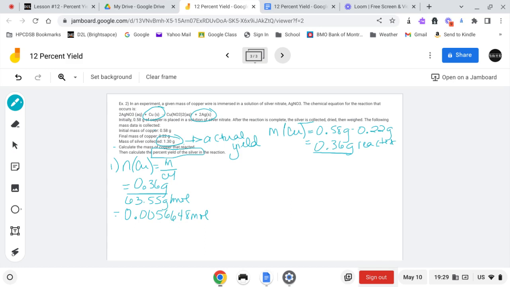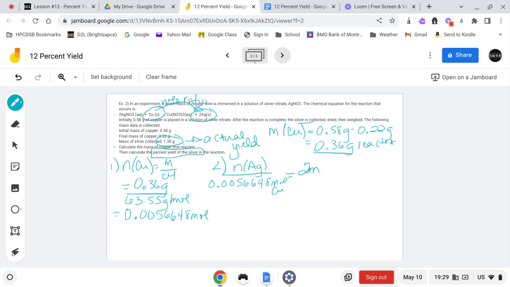I need to get over to silver, okay? So the only way you can move from one substance to another is to use a mole ratio. So I've got to set up a mole ratio between those two. So let's set up step 2. My moles of silver is what I do not know. I've got to calculate that based on the fact that I'm going to react 0.00566648 moles of copper. And then I'm going to equate that to the coefficients.